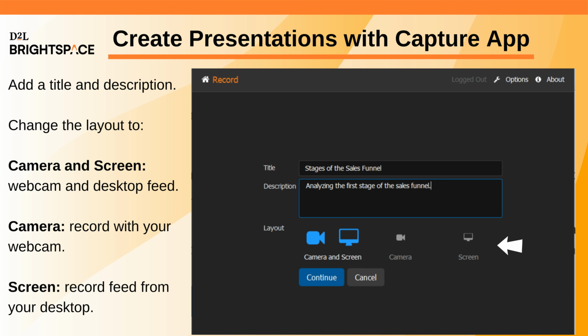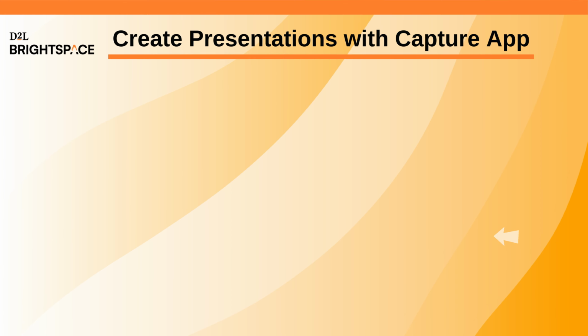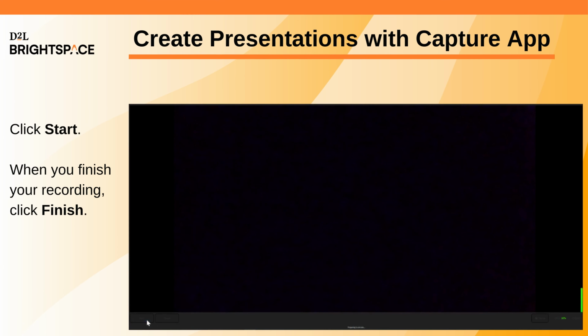Select Camera to create a video using the feed from your webcam, or select Screen to create a video using the feed from your desktop. Click Start to begin your recording, and when you finish your recording, click Finish.